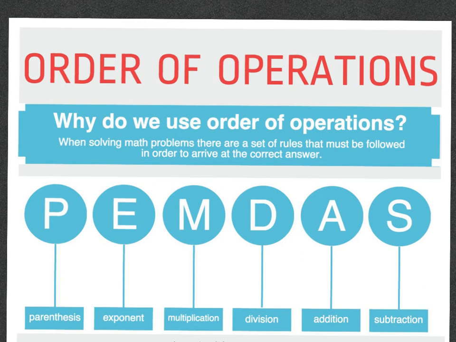All right, so that is how you do order of operations when there are parentheses involved. Be sure to check out the next one, which is exponents and nested parentheses.